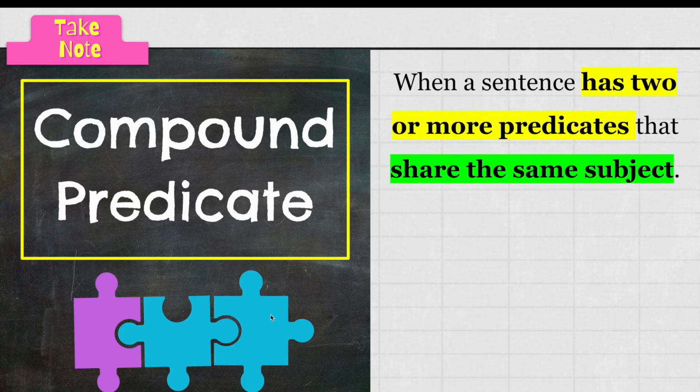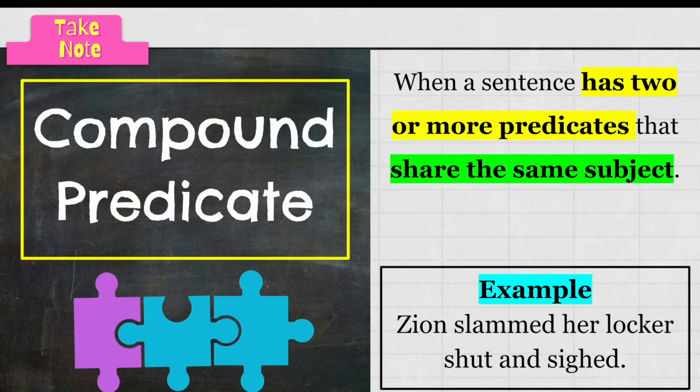It's a sentence that has two or more predicates that share the same subject. So for example, Zion slammed her locker shut and sighed. What are the action words here? Slammed and sighed. Who did it? Zion. Those predicates are sharing the same subject, so it's still a simple sentence. So a simple sentence has one idea, which we have right here, has subjects and predicates. This one is still a simple sentence. It follows the simple sentence formula: has subject, predicate, and expresses one idea.